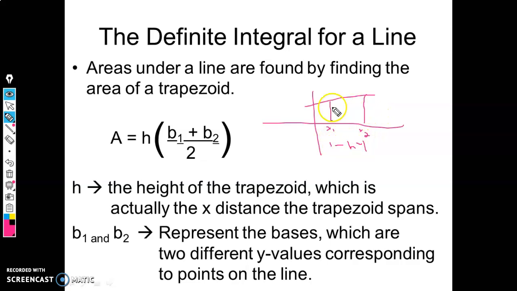Okay, so the height is this way, and then you could say this one's base 1 and this one's base 2. And the base 1 is actually the y value, okay, here. So actually base 1 would be here, and base 2 would be a little bit higher. Okay, and I hope you can see that okay. I'll draw it better on the actual example, which is coming up next.